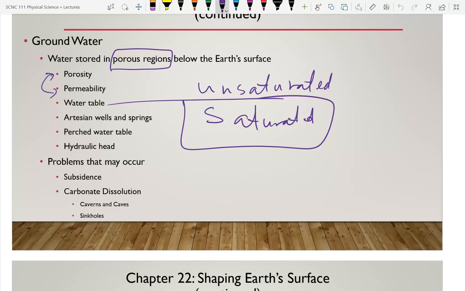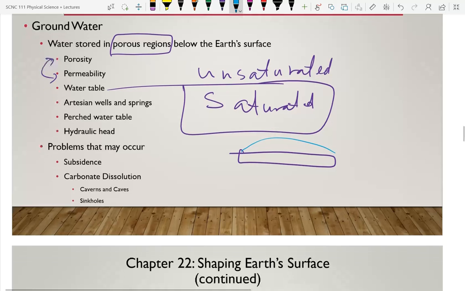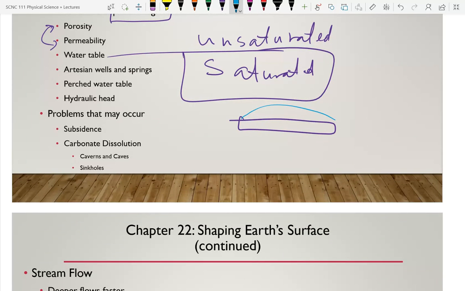Okay, perched water tables, remember that's where you have an impermeable rock, and on top of that impermeable rock, because it's impermeable, you have some water that's sitting there. So that's perched because it's not below the water table. It's a saturated soil that's above the water table. And the hydraulic head is telling you the height difference between the water level and where you are, or a reference point, I should say.